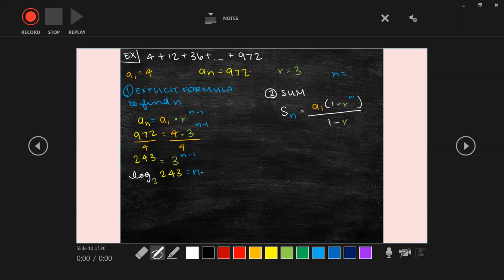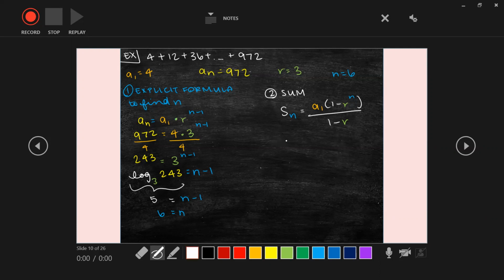Very good. So if you put log base 3 of 243 into the calculator, what is that? It's equal to n minus 1. So n is 6. I'll use that in the second part.